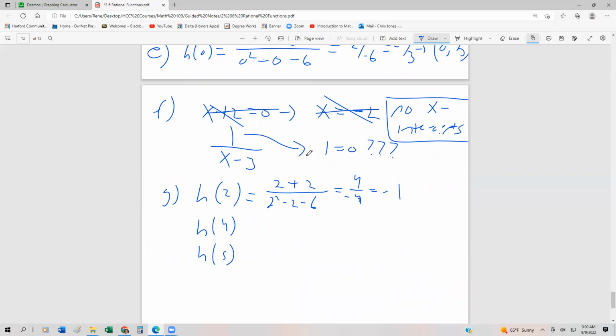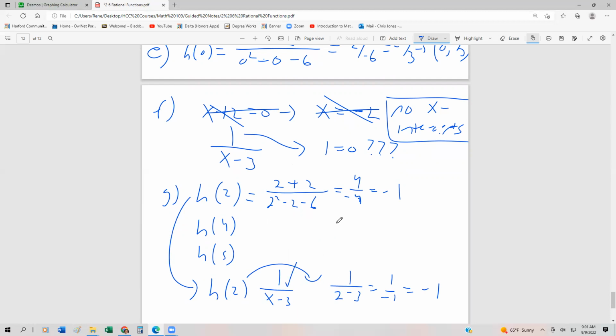However, let's say I used the simplified form for h at 2. Remember we had 1 over x minus 3. So h at 2 would become 1 over 2 minus 3, which is 1 over -1, which is also -1. So it's probably easier for us just to use this. I was just showing you that you could use either of these, but we're just going to use the simplified version. So we have the point 2, -1.